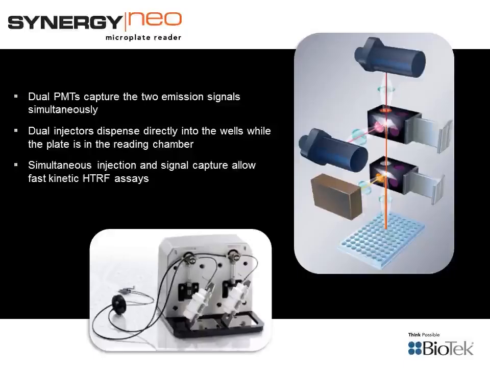Neo can also be equipped with dual injectors, which allows for direct dispensing into microplate wells while the plate is already in the reading chamber. In the assay performed here, we injected cells into wells already containing ligand or liganded compound to allow the binding process to then begin. The combination of these two features created an ideal solution for rapidly capturing the changes in fluorescent signal from both molecules as receptor binding occurred.